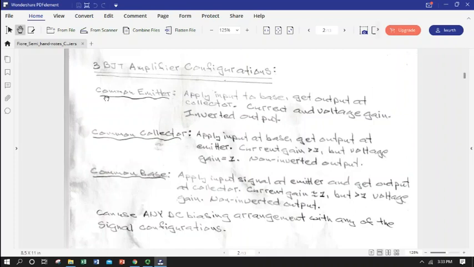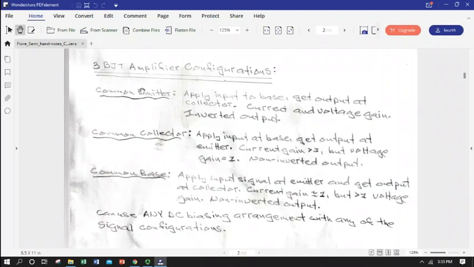But these are the general characteristics. They all have the word common in them. And in this case, common means whatever terminal of the BJT is not being used for signal in or output. So it does not always mean it's going to be grounded, so electrically common per se, but it doesn't have a signal coming in or going out.